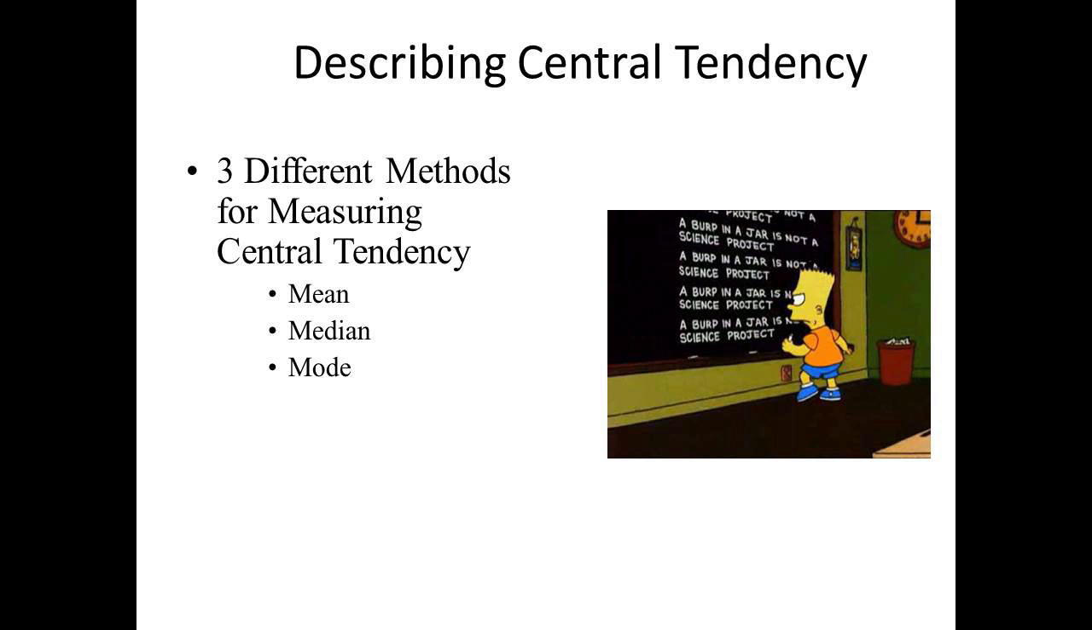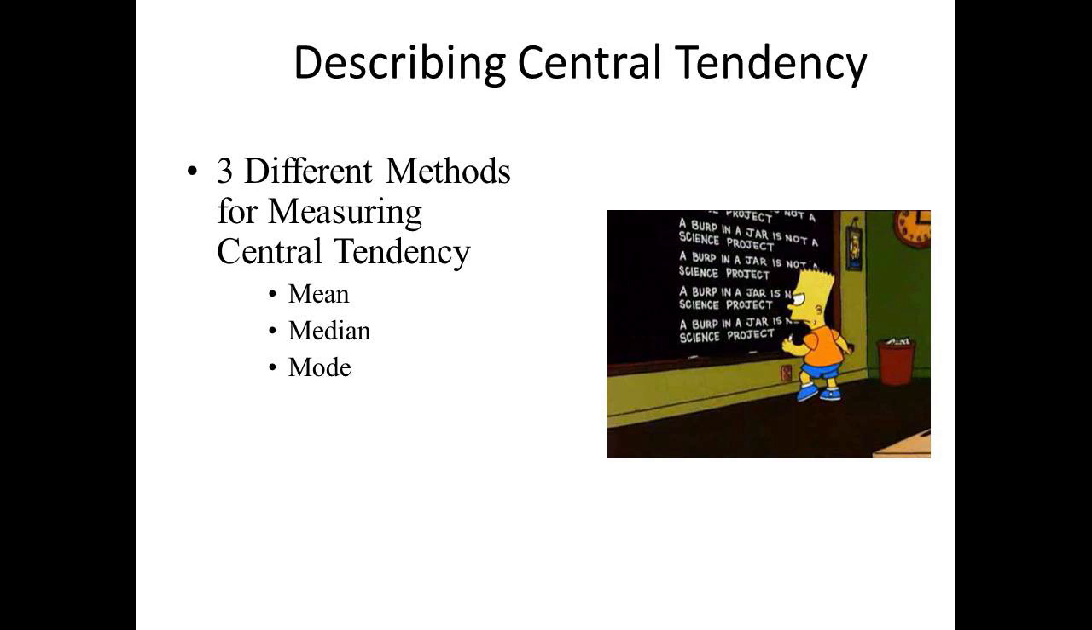So the next way we have to describe continuous variables is central tendency. Central tendency is a statistical measure that identifies a single score as being representative of an entire distribution. So we're looking for the single score that is most typical or most representative of the entire group. And there are three ways you can do this: the mean or average, the median, or the middle score, and the mode, or the most common score.